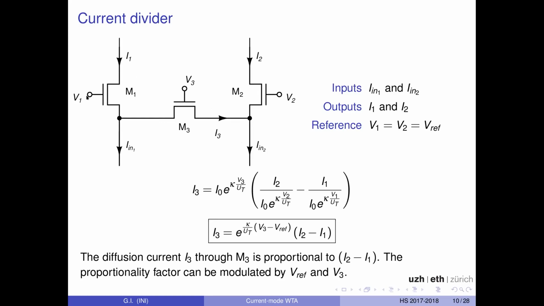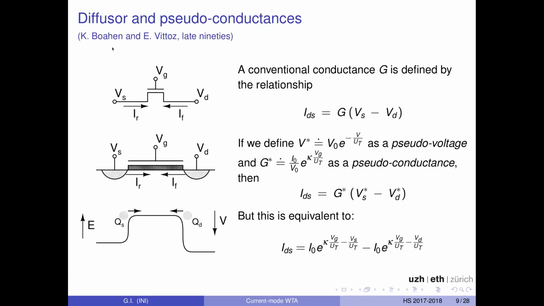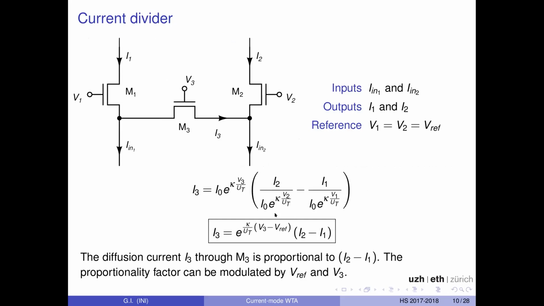You assume everything is in subthreshold. You cannot assume that they are in saturation. You have to use the full equation, which is this one here. You have to use the drain, the source, and the gate voltage, not only the gate to source voltage. And then you can figure out what's going on by putting together all the equations.